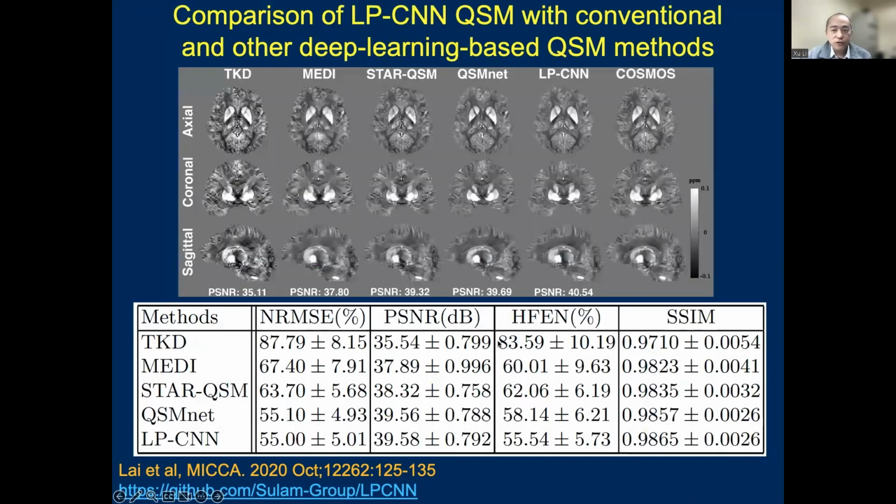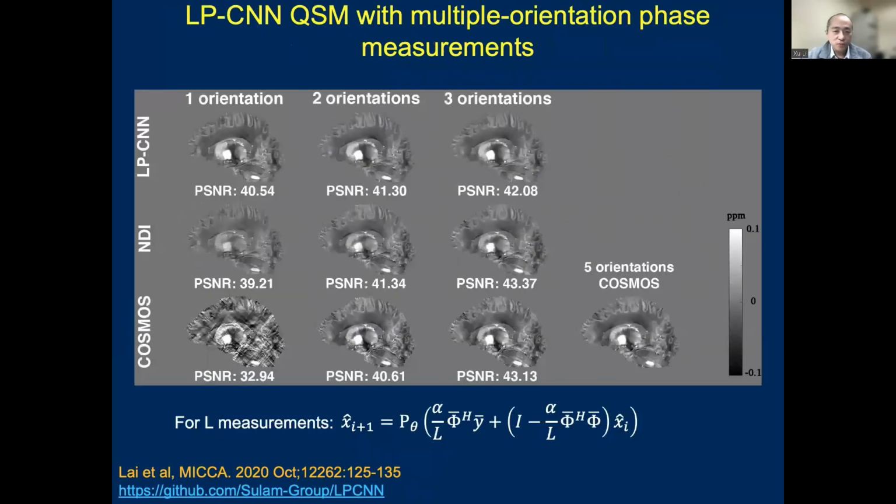And here just shows some example of the reconstruction results. As expected, the LPCN QSM can give comparable or even better reconstruction as compared to conventional methods and other deep learning QSM approaches. And more importantly, these LPCN can be much more flexible to incorporate, for example, measurements of phase images at different head orientations, or even we can have more phase measurements to feed the neural network to give even better QSM reconstruction.